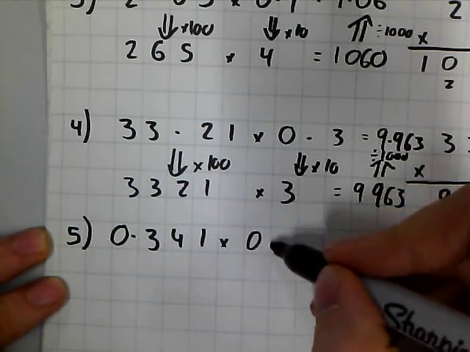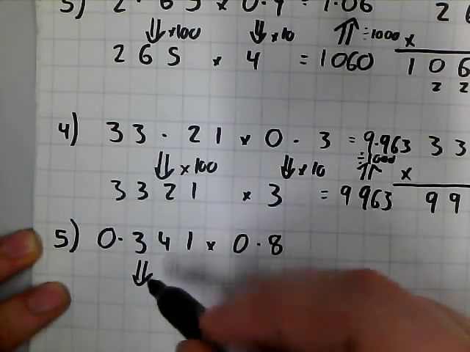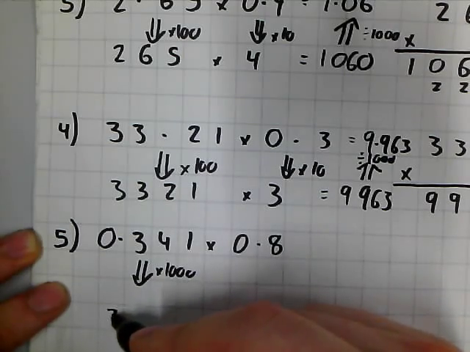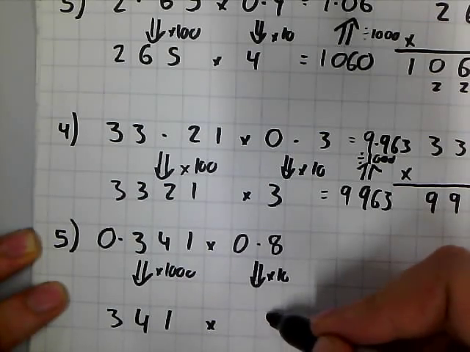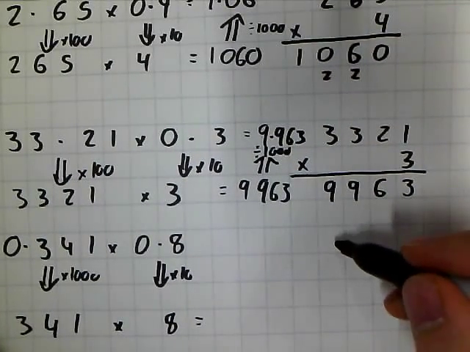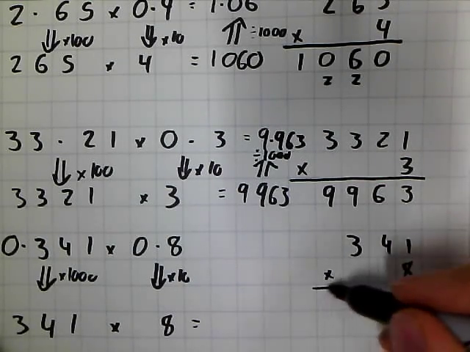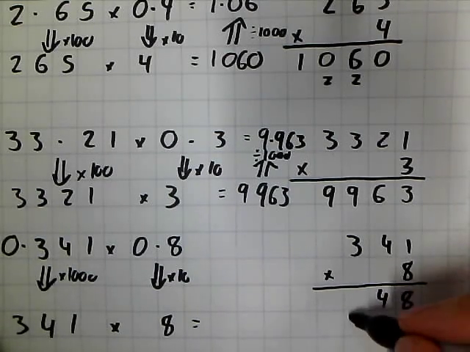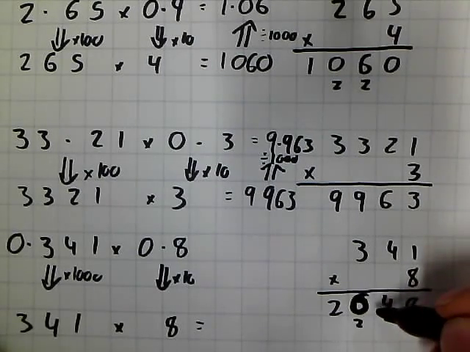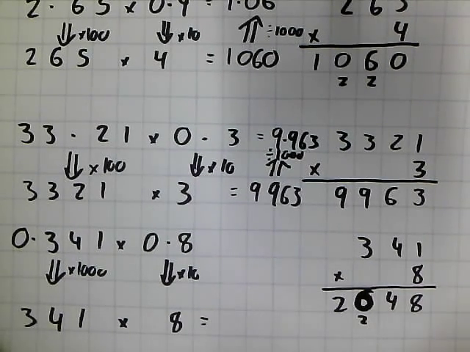0.341 times by 0.8. So I want to multiply this by 1,000 to get 341 times by, and I also multiply that by 10 to get 8. So on the side here, 341 times by 8. 8 times 1 is 8. 8 times 4 is 32, carry the 3. 8 threes are 24, plus the 3 is 27. So I get 2,728.